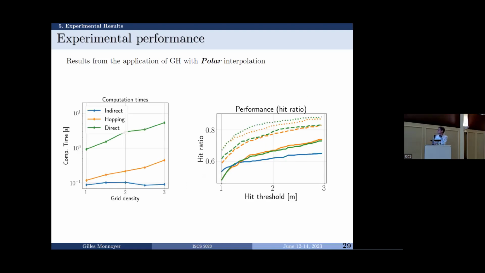Finally, here are the results. On the left, you have the computation time with respect to the density of the grid of the parameter P. Of course, if you increase the density of this grid, you will have a higher computation time. But you see that the direct method without grid hopping needs a much higher computation time than our method. For the performance, on the right, the x-axis is a tolerance threshold between the estimate and the true value, and we counted the number of hits with respect to this threshold. Whatever tolerance threshold you choose, grid hopping performs much more like the direct method than the indirect method in terms of performance, while for computation time it is more like the indirect method.